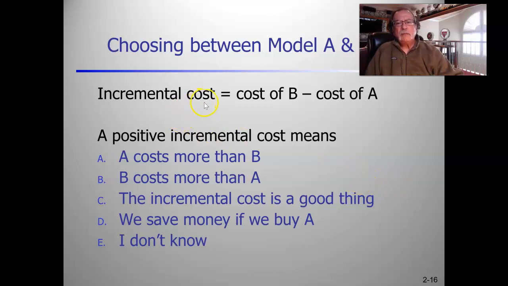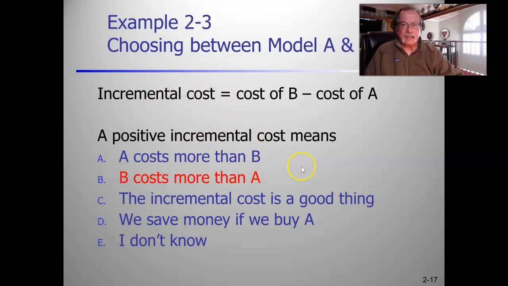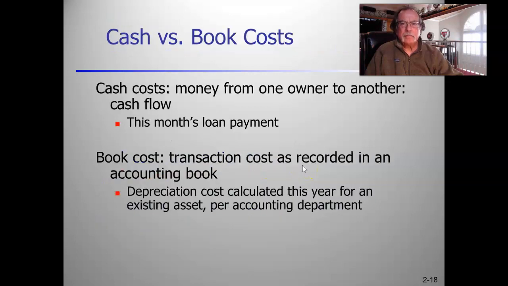Okay, so the incremental, let's just look at what this means. The incremental cost, the cost of B minus the cost of A. If it's positive, it means that B costs more than A, because this is an incremental cost. So a positive cost means B costs more than A.